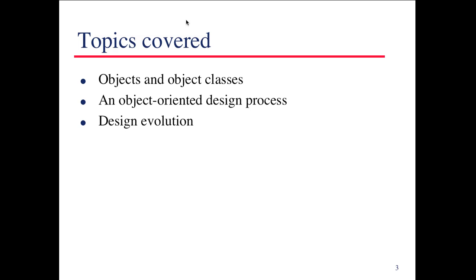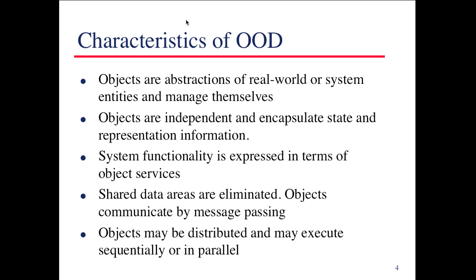All right, topics covered: objects, object classes, object evolution, design evolution. So, characteristics of object-oriented design. Objects are abstractions, obviously, of the real world. I'm going to go through this at the speed of light, so stop me if someone's not getting this. I'm going to assume that you're either in the object-oriented design course or you've heard some of this already.